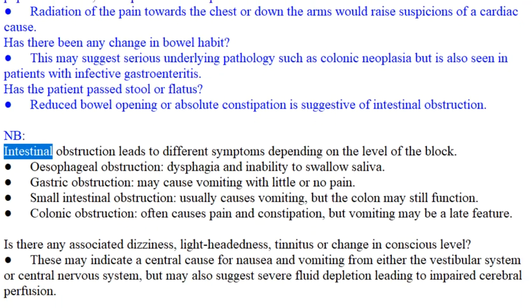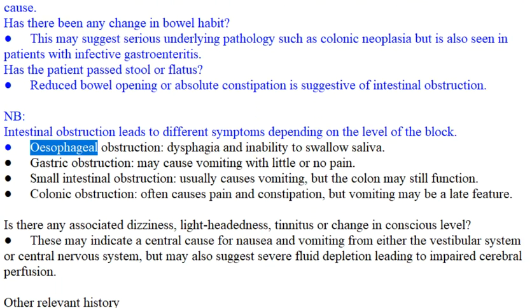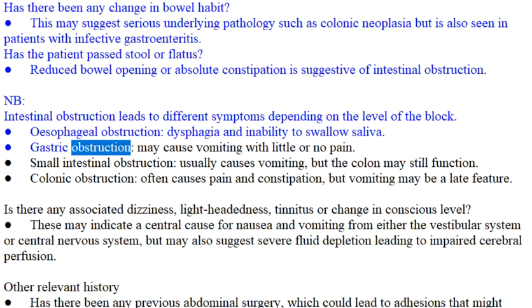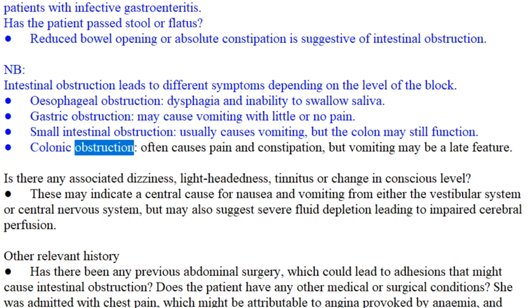NB. Intestinal obstruction leads to different symptoms depending on the level of the block. Esophageal obstruction: dysphagia and inability to swallow saliva. Gastric obstruction: may cause vomiting with little or no pain. Small intestinal obstruction: usually causes vomiting, but the colon may still function. Colonic obstruction: often causes pain and constipation, but vomiting may be a late feature.